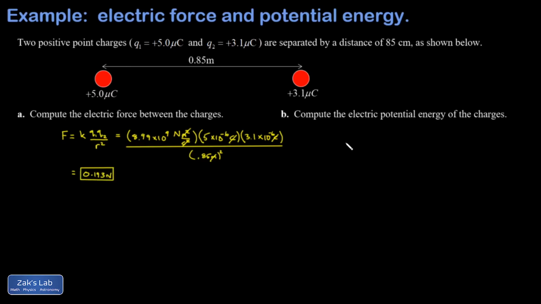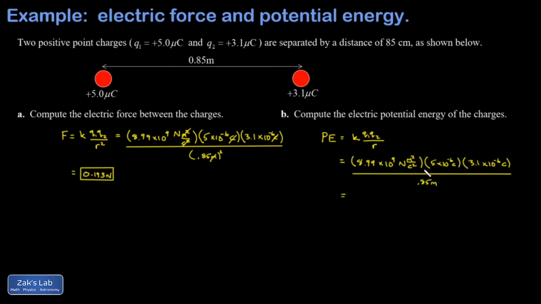In part B, I'm asked for the electric potential energy between the charges, and that's given by K Q1 Q2 over R. If I wanted to take a shortcut here, I could just multiply the previous expression by R, and I would get the right expression and the right numbers to come out. But let's look at it from scratch.